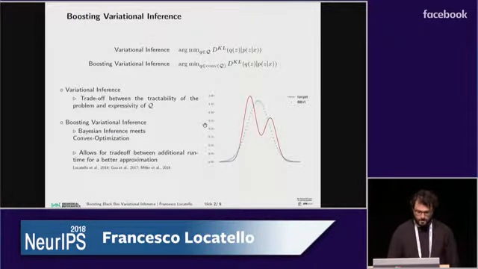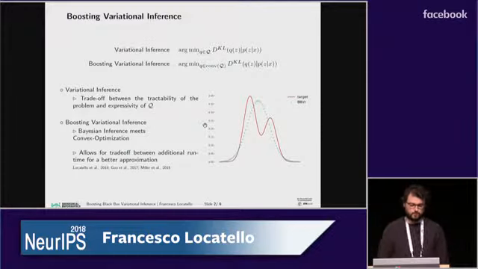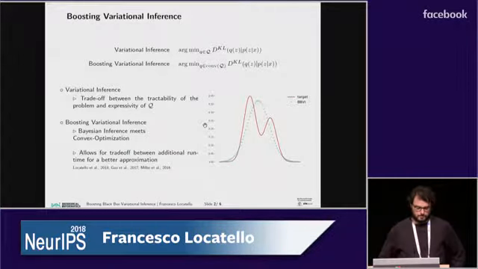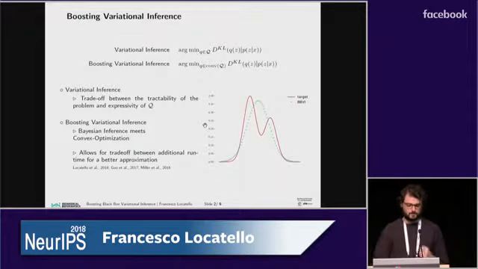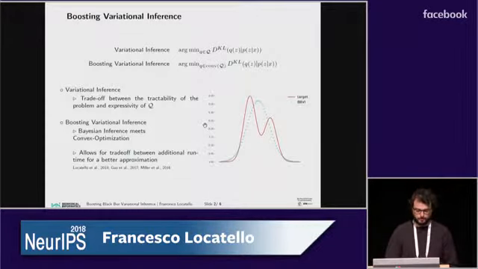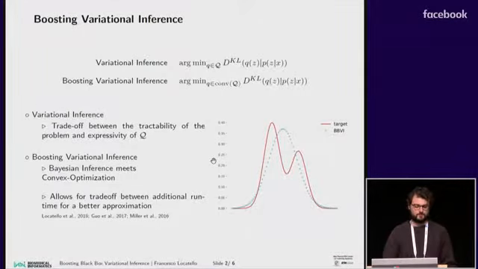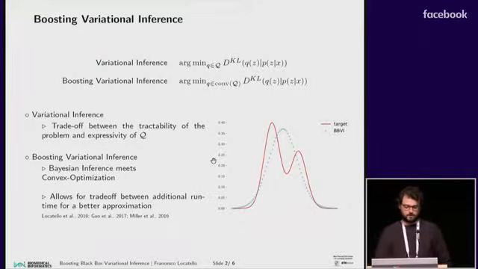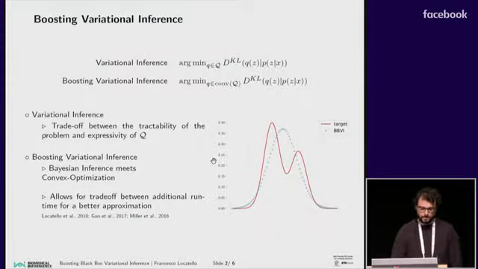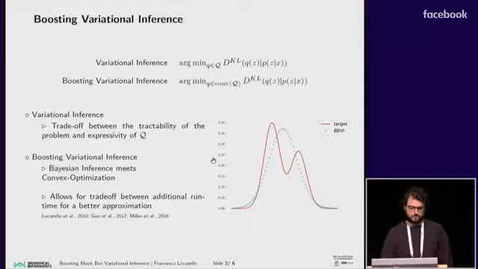So variational inference is a method to approximate an intractable posterior distribution, which involves solving a constrained optimization problem in which one fixes a family of distributions, Q, and then aims to find the distribution in Q as close as possible to the target posterior by minimizing a KL divergence. And there is an inherent trade-off between the tractability of the problem and how expressive the family Q is. So here you can see a simple example in which we use a single Gaussian to approximate a mixture of two Gaussians.